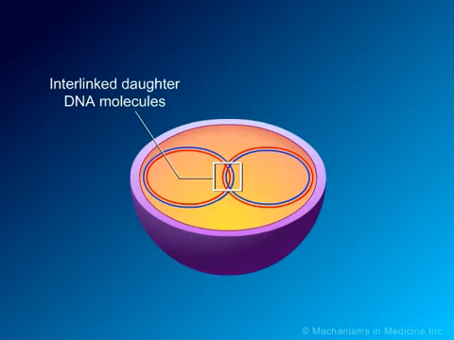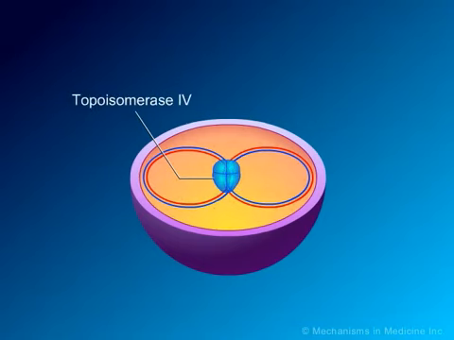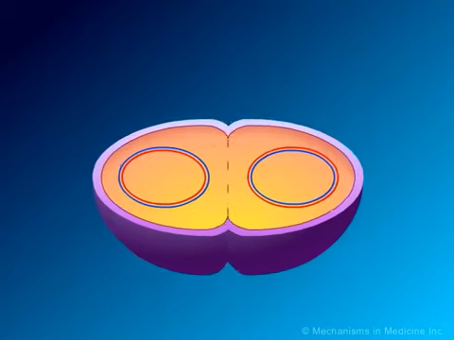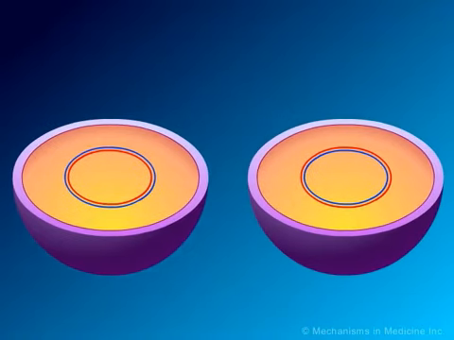In order to allow the two new interlinked chromosomes to come apart, another bacterial enzyme is needed, which is known as topoisomerase IV. This enzyme is structurally related to DNA gyrase and is coded for by the PARC and PARE genes. Topoisomerase IV allows for the two new interlinked chromosomes to separate, so that they can be segregated into two new daughter bacterial cells.